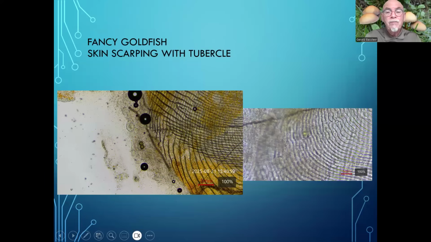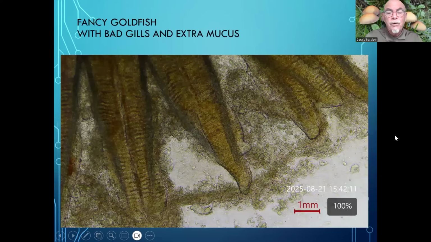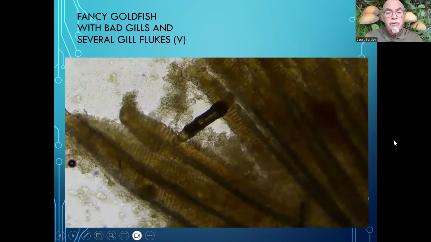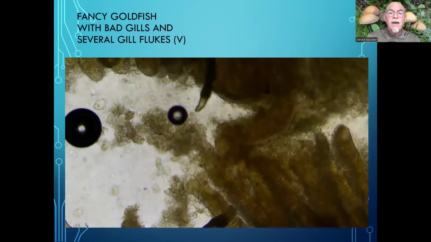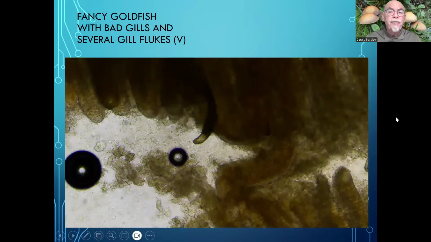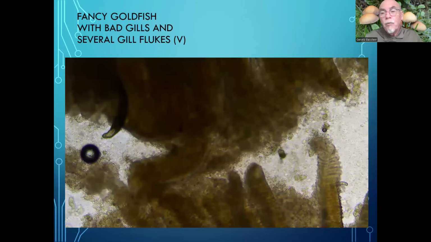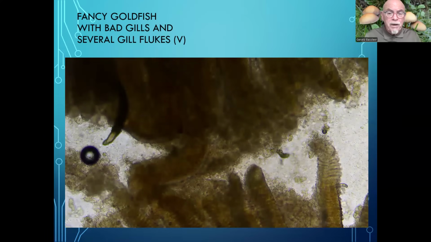We took a scraping from the fish and we found already tubercles in some of the tissues we scraped off. Some skin tissue was invaded with tubercles, and here also one scale with a tubercle inside. The gills were in bad shape, a lot of extra mucus, some deformed gills. Some gills had gill flukes, the big gill flukes here, causing damage, causing a risk of infiltration of other kinds of bacterial infections.